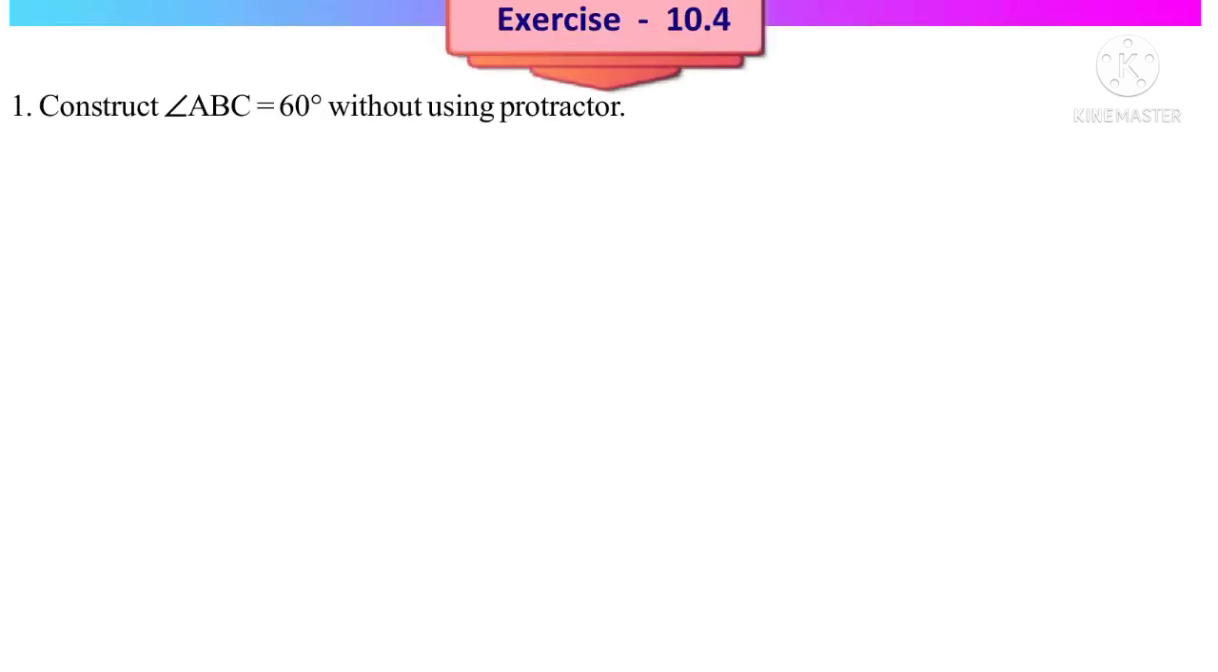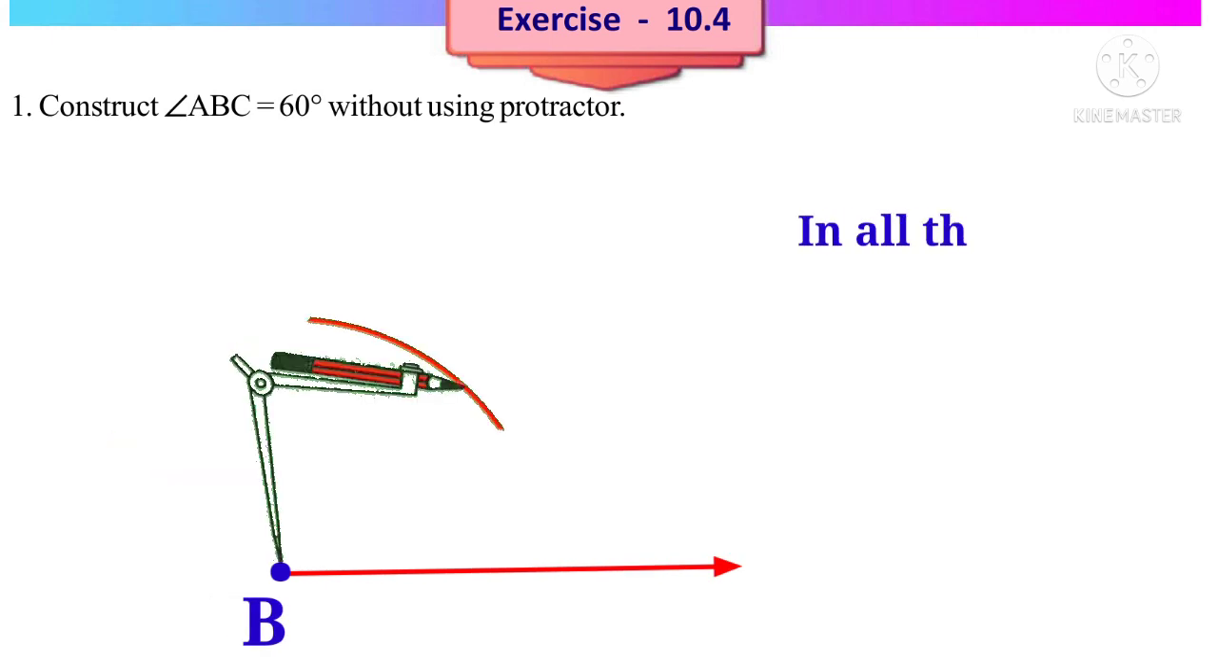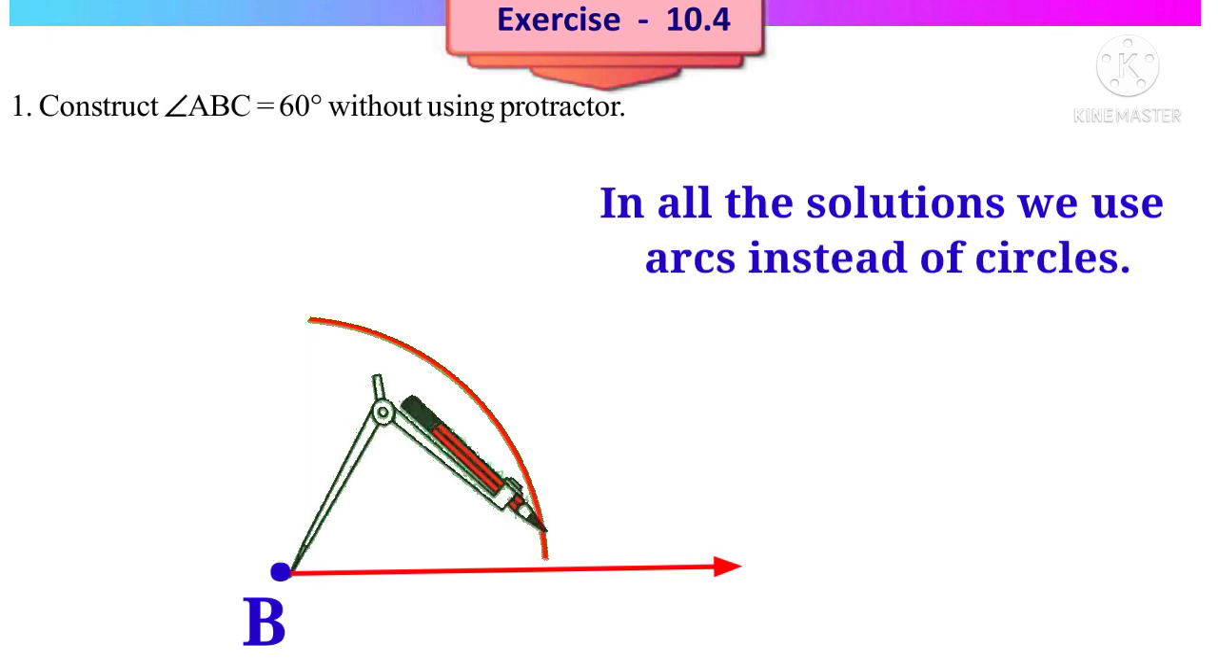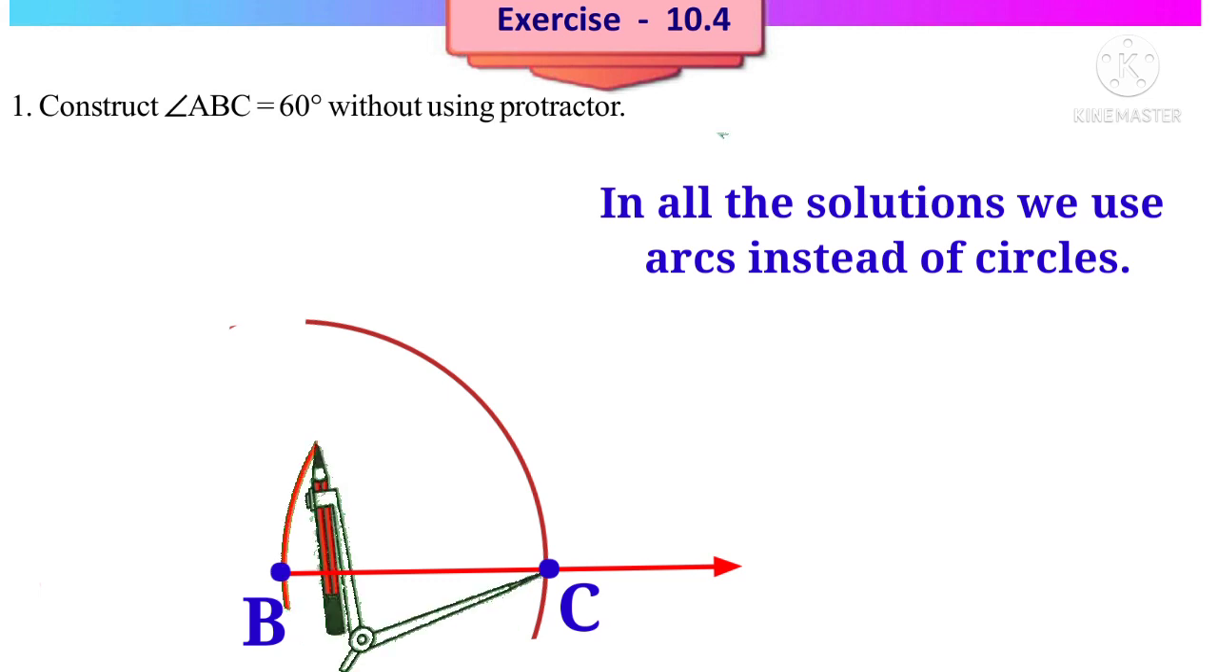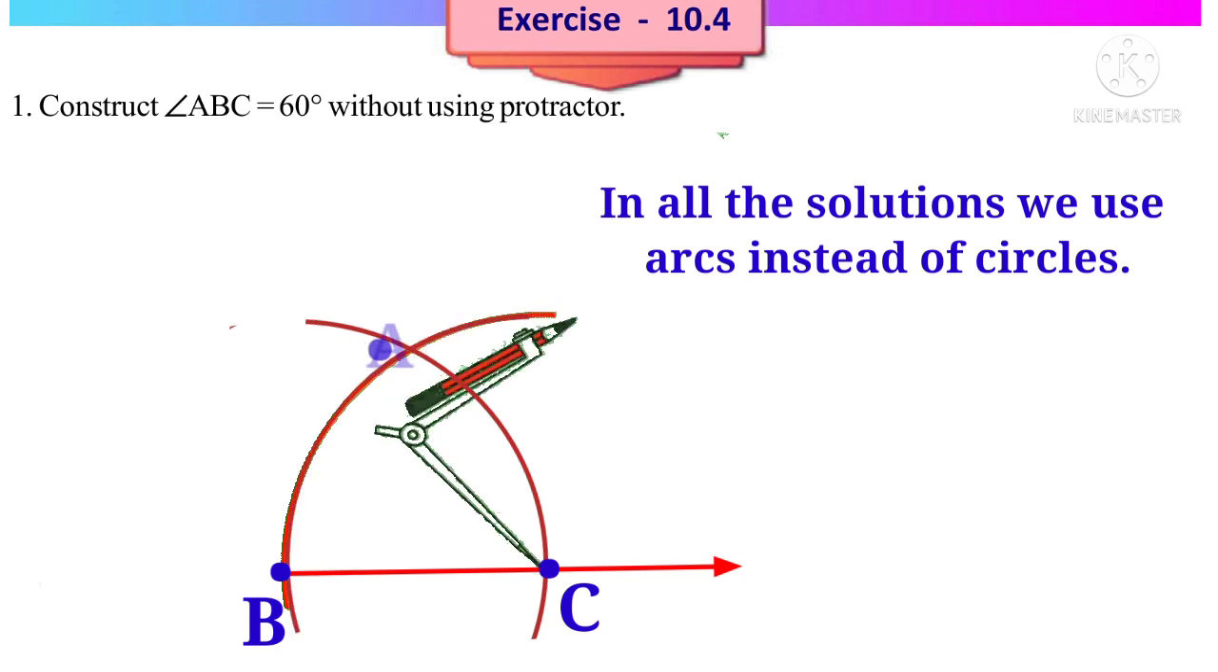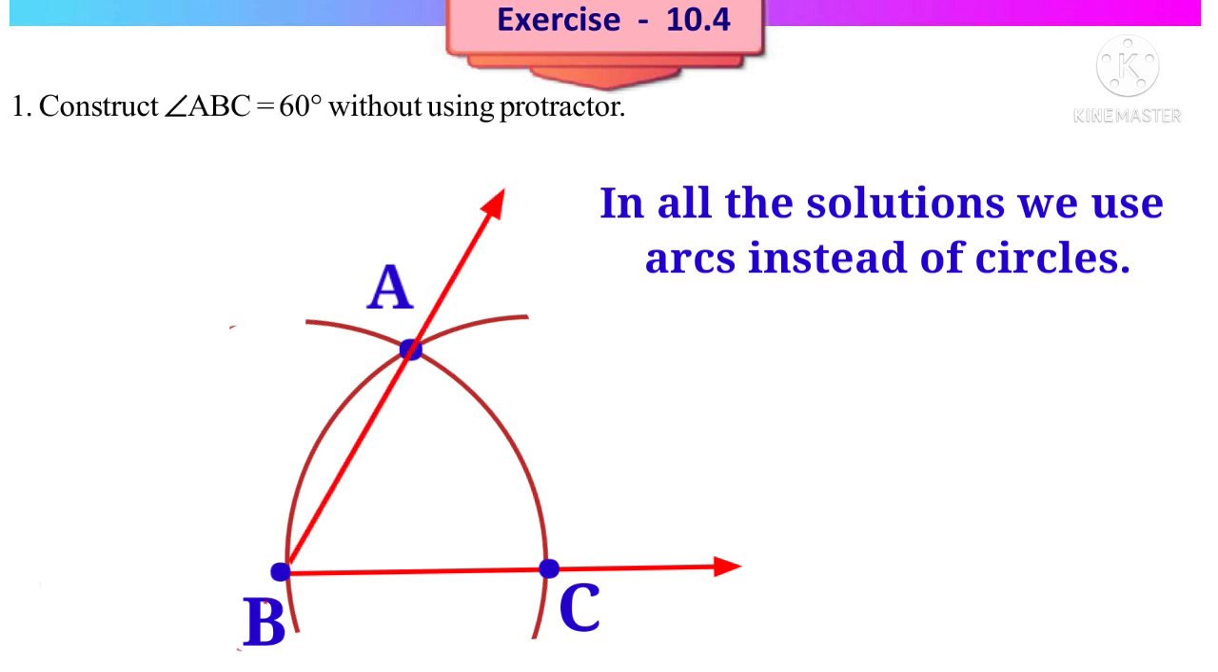Exercise 10.4, first problem. Construct angle ABC is equal to 60 degrees without using protractor. Put a point B, draw a ray through it. With center B with some radius, draw an arc cutting the ray at the point C. With the same radius with center C, draw another arc passing through the point B and touching the previous arc at the point A. Now join BA with a ray.